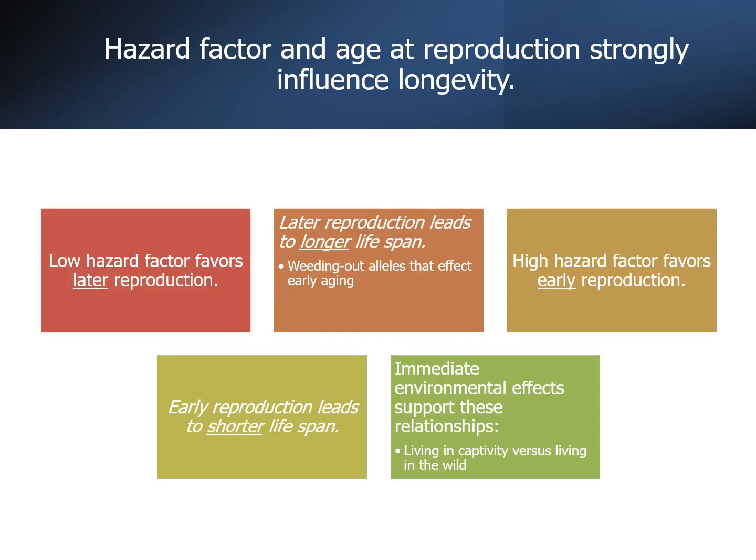This slide essentially just repeats almost exactly what I just said, and I apologize for kind of repeating myself. But it does say that low hazard factors favor later reproduction. Later reproduction leads to longer lifespans, weeding out alleles that affect earlier aging. High hazard factors favor early reproduction. Early reproduction leads to shorter lifespan. And the only thing that I don't think is really talked about is that last little green box, and that is immediate environmental effects support these relationships, living in captivity versus living in the wild.